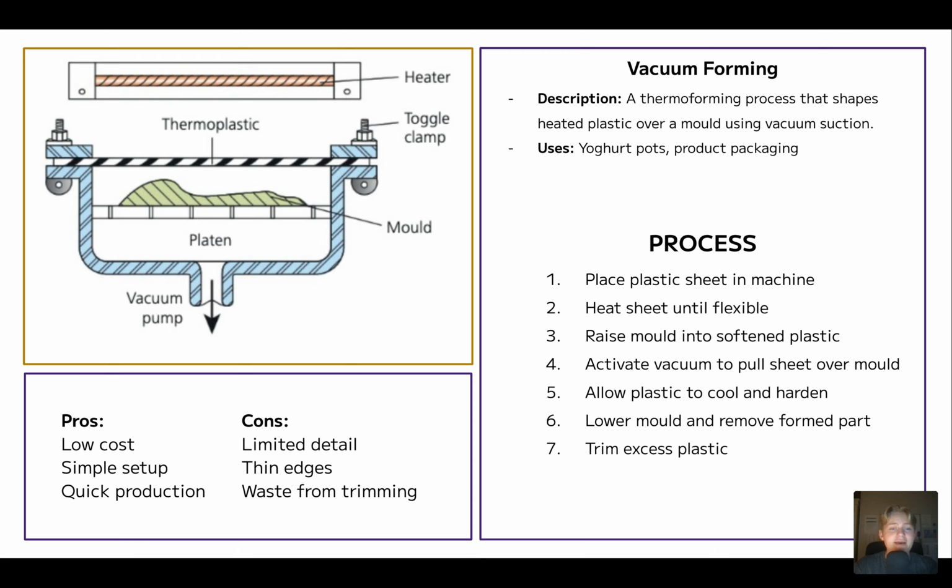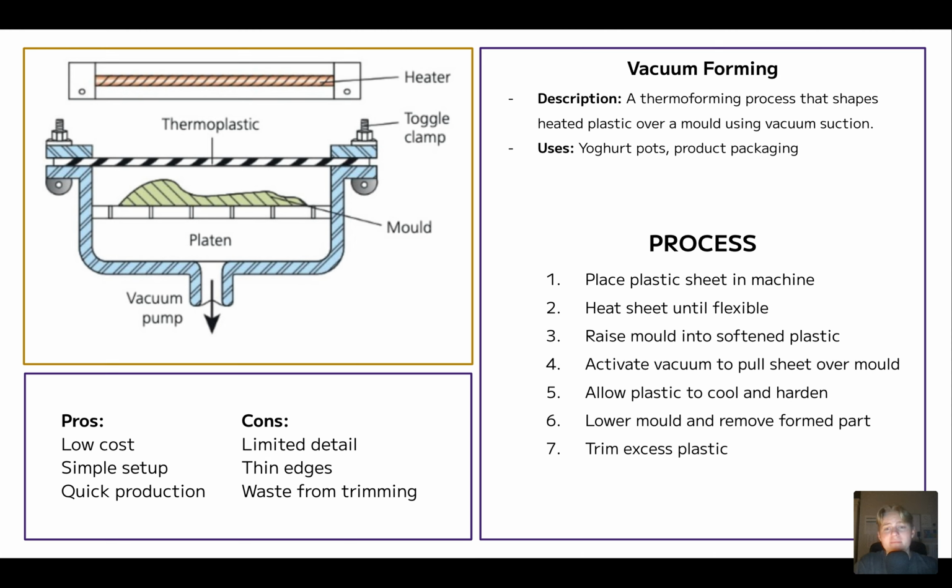The cons of it are that you do sometimes have limited detail because of overlapping edges. There's just not really much you can do if there's an edge or a cavity that overlaps and the vacuum can't access it. It can also sometimes lead to thin edges around sharp corners, which can lead to the material being brittle or not perfectly fitting. And there's also some waste. Pretty much every time you use a vacuum former, you have to cut around the edge of what has been formed, which contributes to waste, which is pollution if not recycled properly.